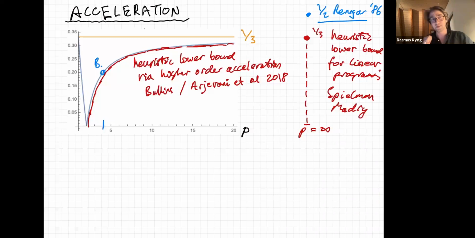Okay, and now here's another weird thing. Spielman and independently Madry both created a very heuristic lower bound that tries to argue that if you're trying to build a linear program solver using linear equation solvers, you need number of constraints to the 1/3 linear equations.